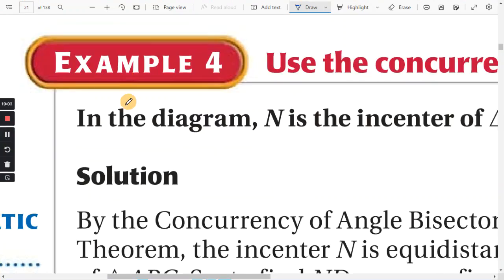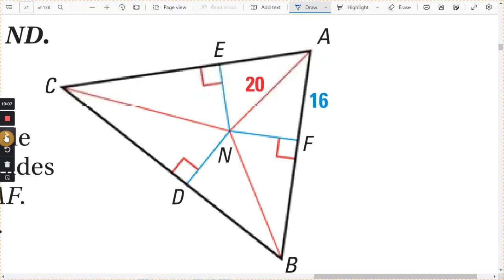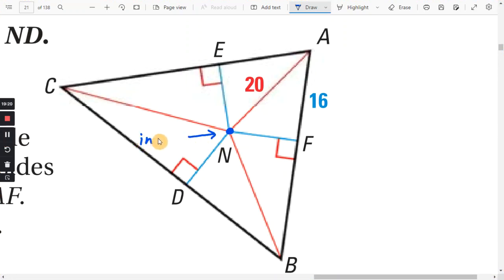Example 4, in the diagram N is the incenter of ABC. Find ND. Let's see. Okay, they said point N right here is the incenter of the triangle. Okay, so I will label that as the incenter. And remember, the incenter is the same distance to all three sides of the triangle. So this distance here, see, it makes the right angle. This distance here makes the right angle, and this distance here, they are all the same.